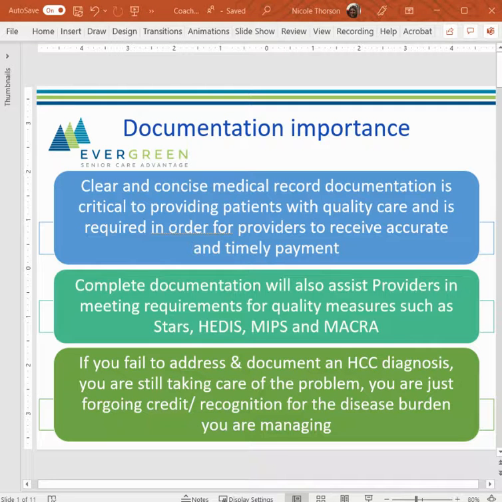Today, I want to talk briefly about supporting documentation for HCCs, including requirements, restrictions, and what we actually need from providers. But first, why is documentation so important for risk adjustment?